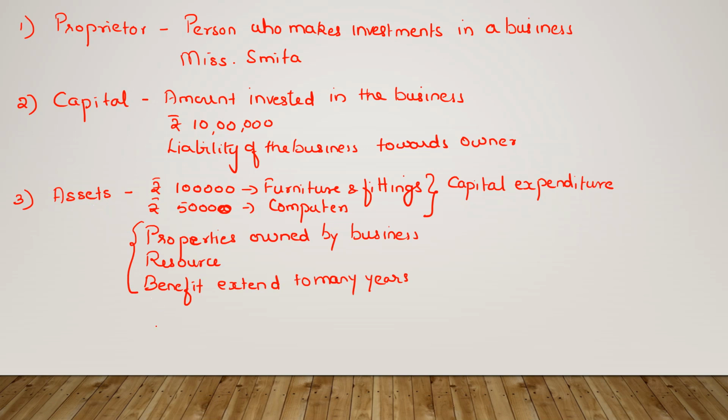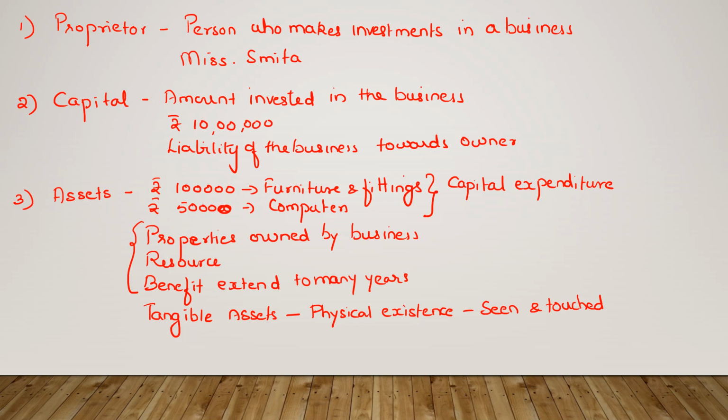Now further, there are several classifications of asset, like you have the tangible assets. Tangible assets means those assets which you can see, which has physical existence. What do you mean by physical existence? Means which can be seen, which can be touched and felt. You can see it, you can touch it. Like in this case, you have the furniture fitting which you can see physically present there. You can touch it. There's a computer which is physically present there. It can be seen, it can be touched.